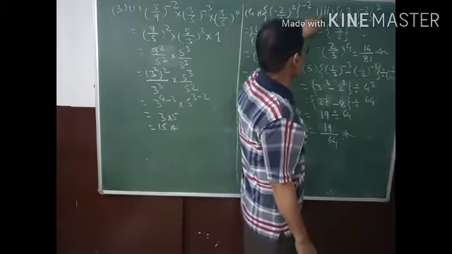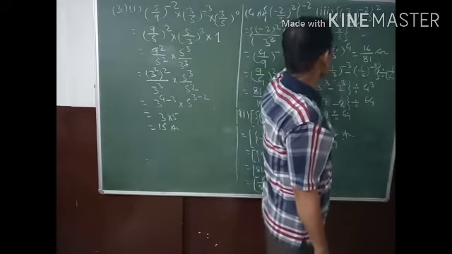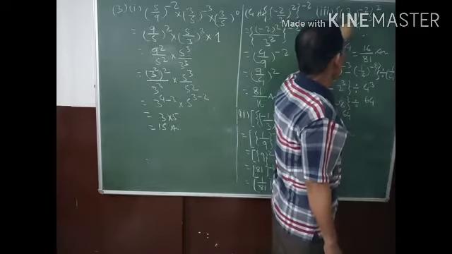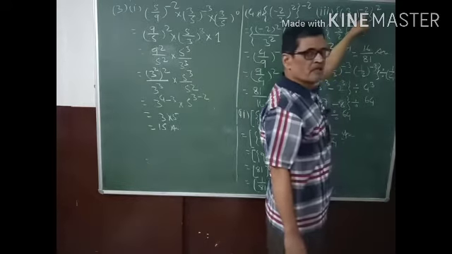Again come to the question number 3rd. This is in the curly bracket, a small bracket. In the small bracket, the exponent is minus 2.